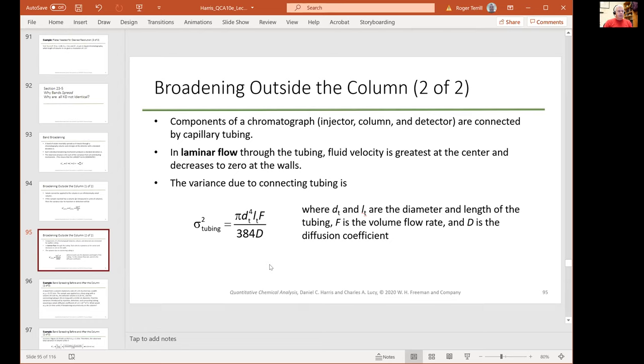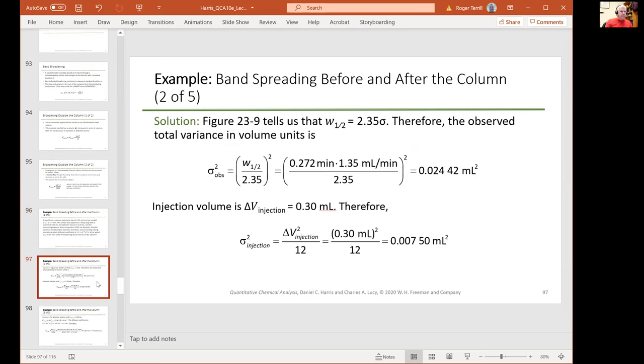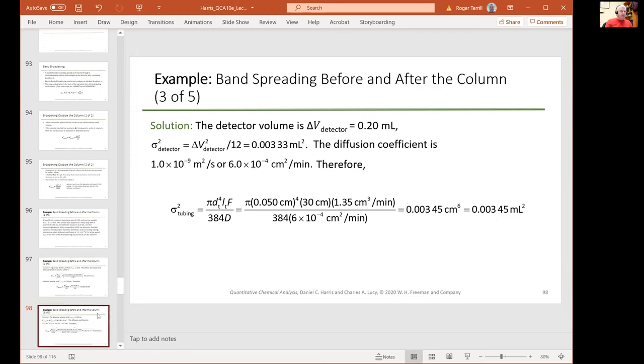The next one is the tubing, right? And here's a long, scary equation that means nothing except that longer tubing gives more variance, right? Diffusion coefficient you can't control. Flow you want high. The diameter, you can't control that. And then it's like D to the fourth, right? So probably you want the diameter to be small. And basically that's the way it is nowadays. Super tiny tubes. So we've got broadening outside, we've got injection, tubing, and then an exercise based on that.